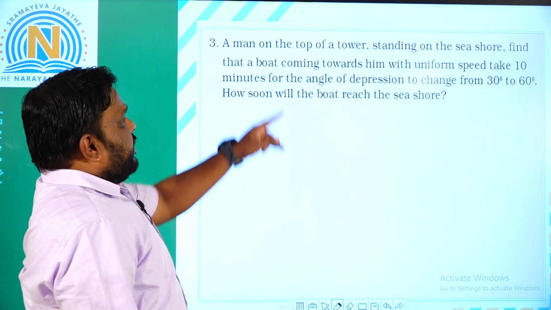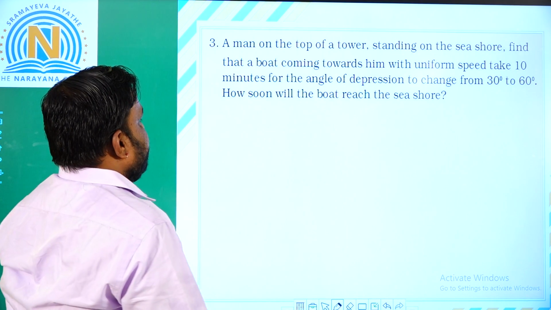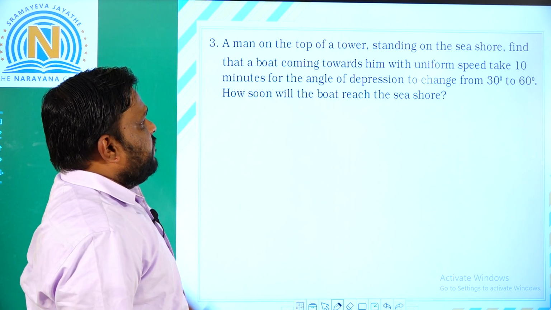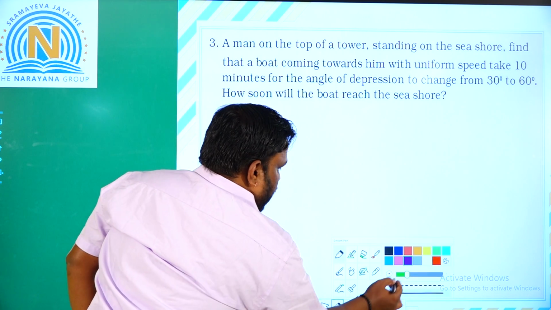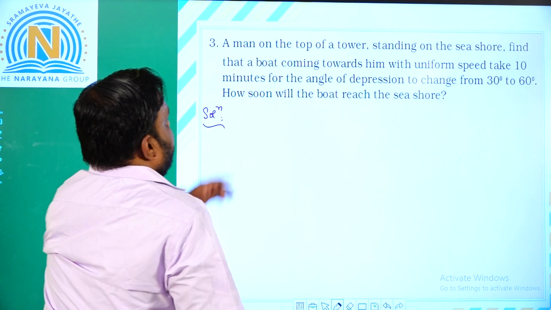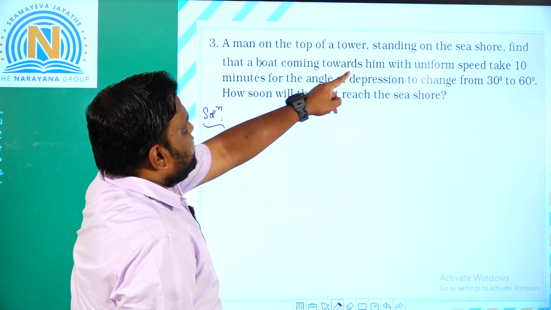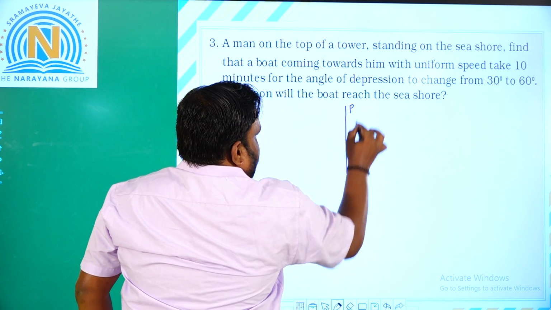A man on the top of a tower standing on the seashore finds that a boat coming towards him with uniform speed takes 10 minutes for the angle of depression to change from 30 to 60. Now, let us draw the figure for this. Again, look at the question correctly. A man on the top of the tower standing on the seashore. So first, let us draw the tower for this. PQ is the tower.